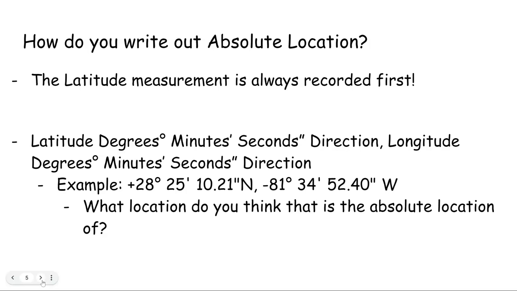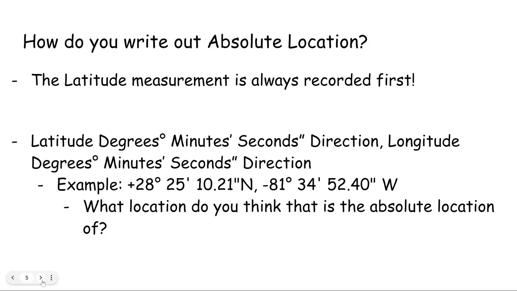So you are going to write out your absolute location in the format below, right here. It says latitude degrees with a little circle, and then you have minutes, seconds, and then direction, meaning north, south, east, or west, comma, and then you'll have the longitude degrees, minutes, seconds, and then again the direction.